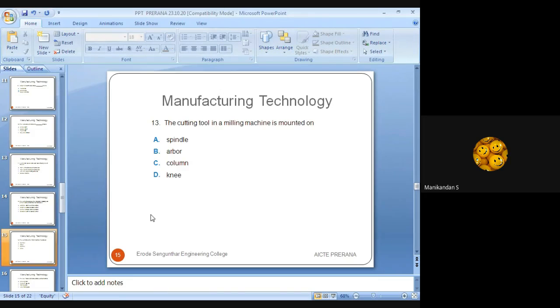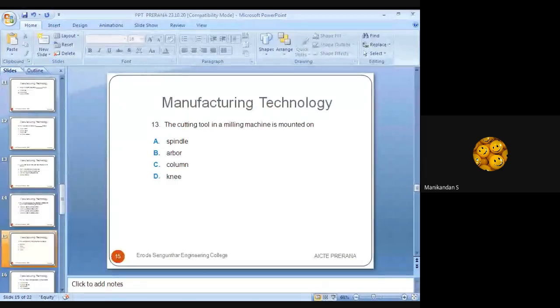The next one. The cutting tool in a milling machine is mounted on: spindle, arbor, column, or knee. Which one is the correct one? Think and tell.